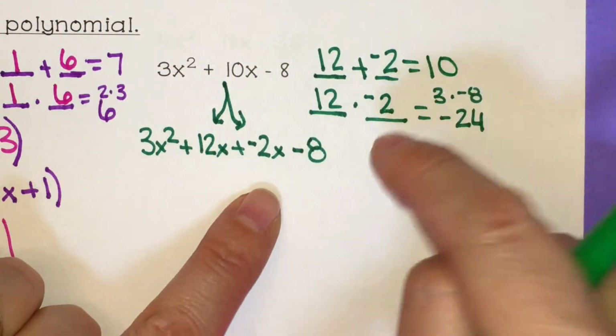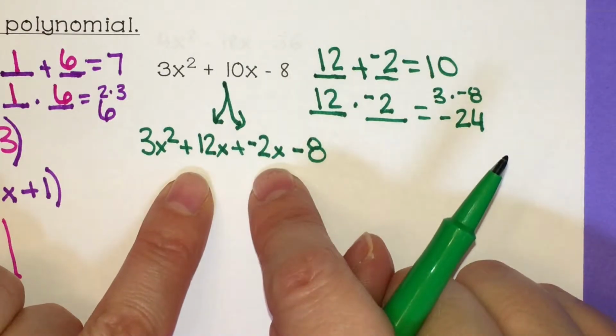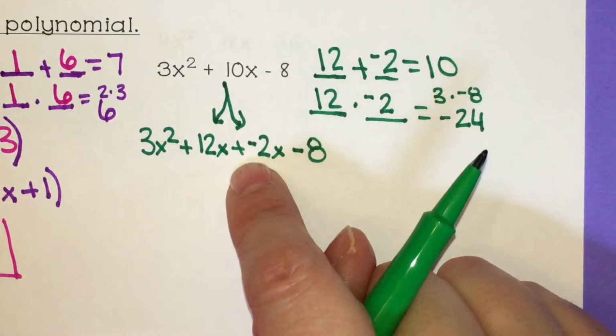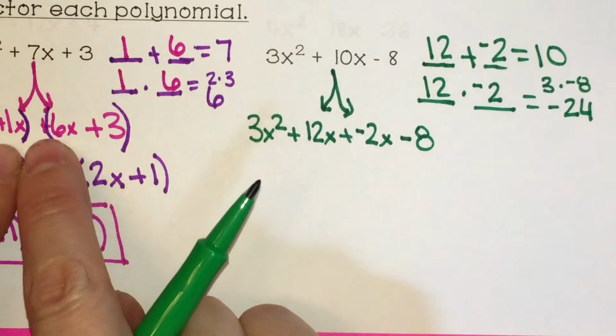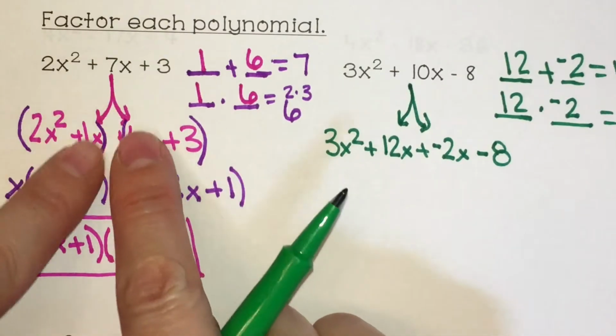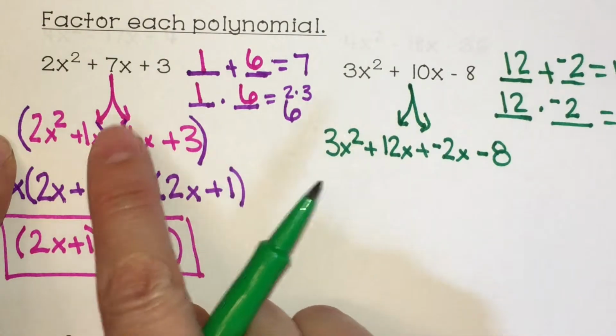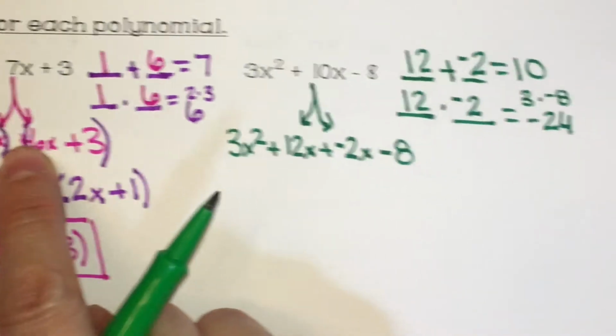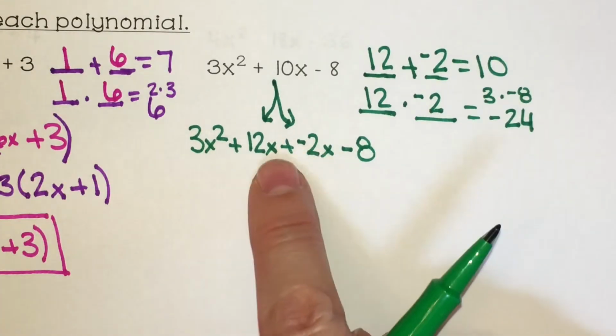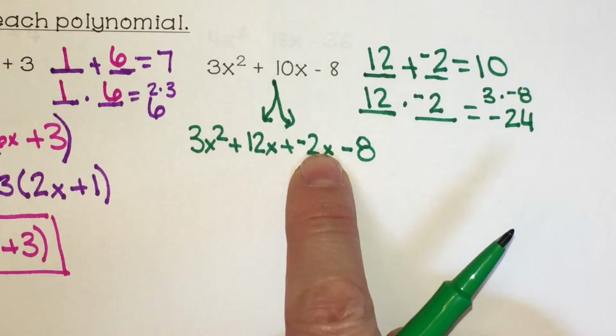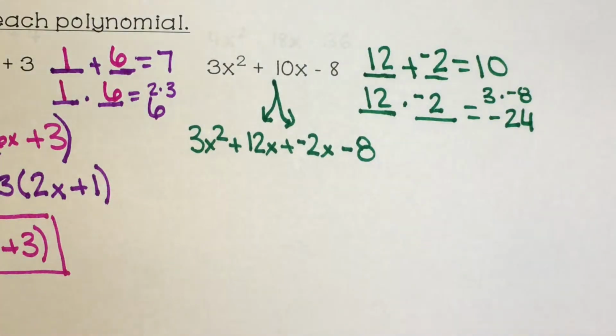You might be wondering why I didn't just write 12x minus 2x. I need plus in the middle. Remember how the one before, when I split, I put parentheses around my first two and last two terms, I wanted plus to be in the middle. So anytime you have a negative, just put plus your negative value. Okay.